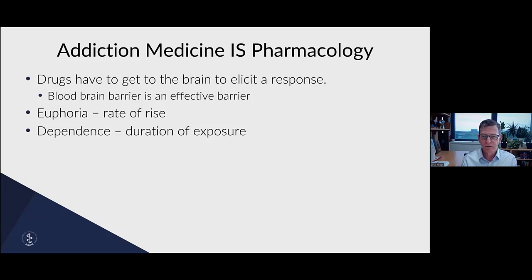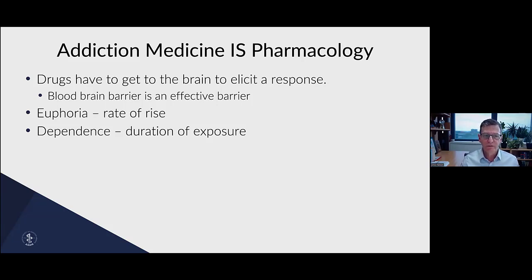A great example is morphine and heroin, which we'll talk about a little bit later. But morphine enters the brain very slowly, and it's a good pain medication. It doesn't rise quickly enough as heroin does to really cause the euphoria that we think about when people are out looking to use a substance for the pleasurable effects that it causes.